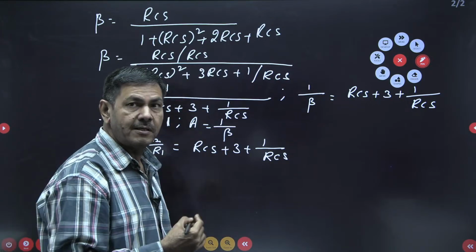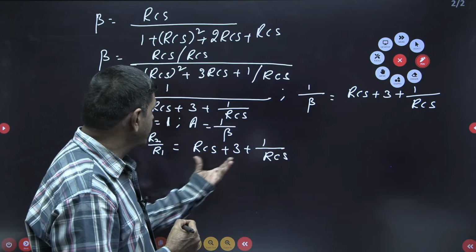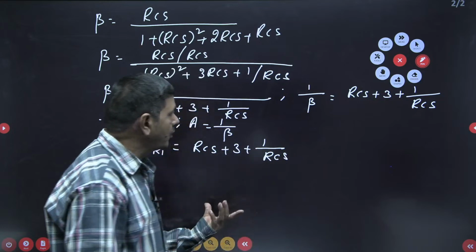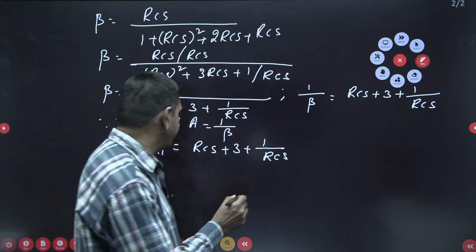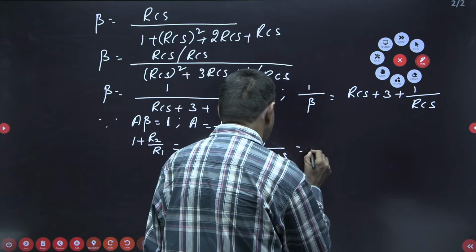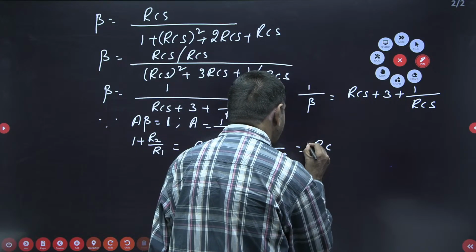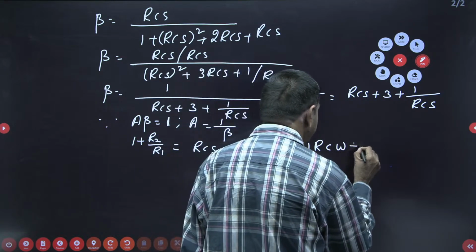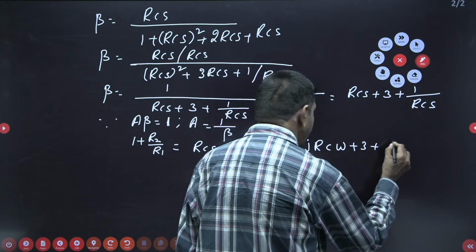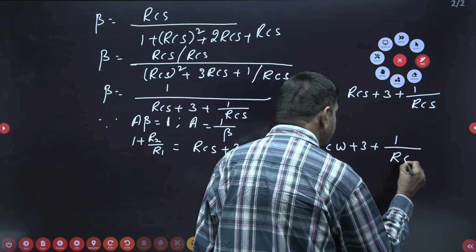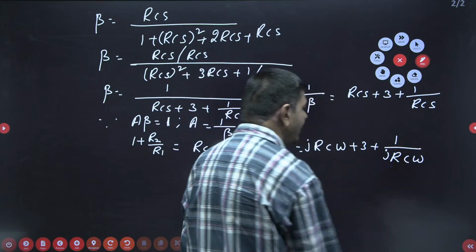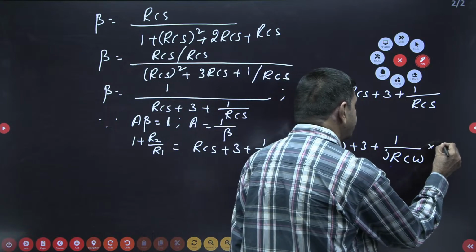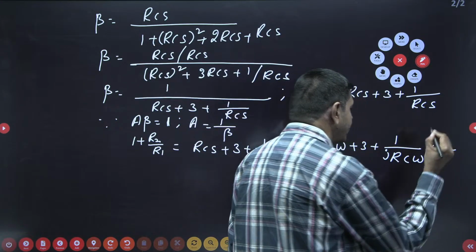You will see the problems of this type solved by using these conditions. But I want to convert S in terms of omega. S equal to, we know very well, j omega. I would like to put here now S equal to j omega plus 3. Here 1 by RC into S is nothing but j omega. I want to eliminate the j in the denominator now. Multiply and divide by j.